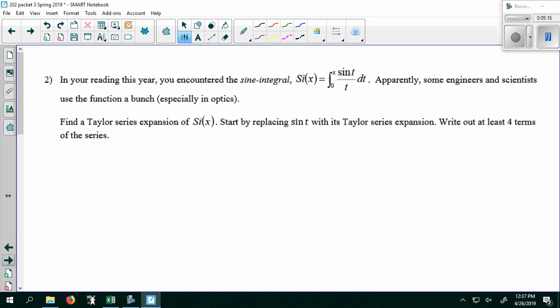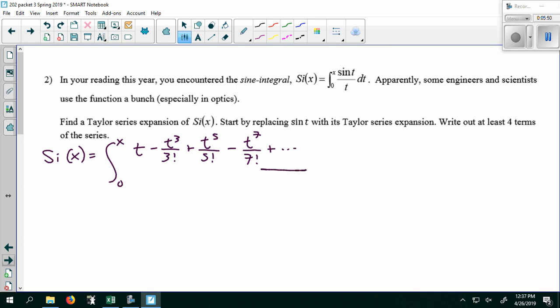And the Taylor series expansion for sine x is x minus x cubed over 3 factorial, and so on. Okay, so psi of x is equal to the integral from 0 to x. Instead of sine of t, I'm going to put its expansion, which is t minus t cubed over 3 factorial plus t to the 5th over 5 factorial minus t to the 7th over 7 factorial plus dot, dot, dot, all over t dt.